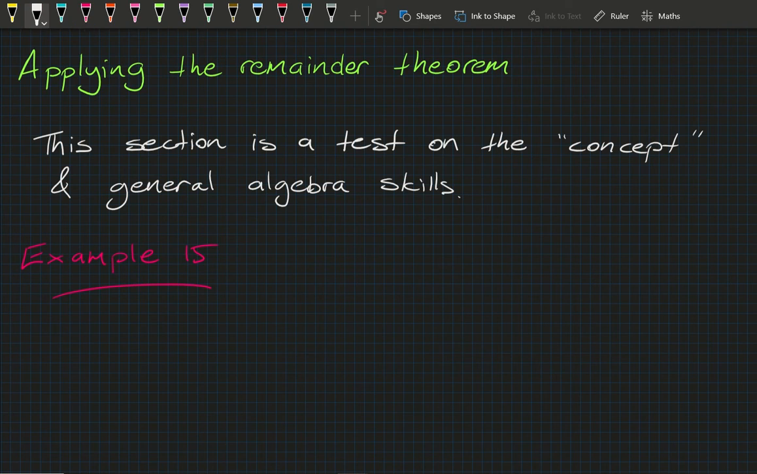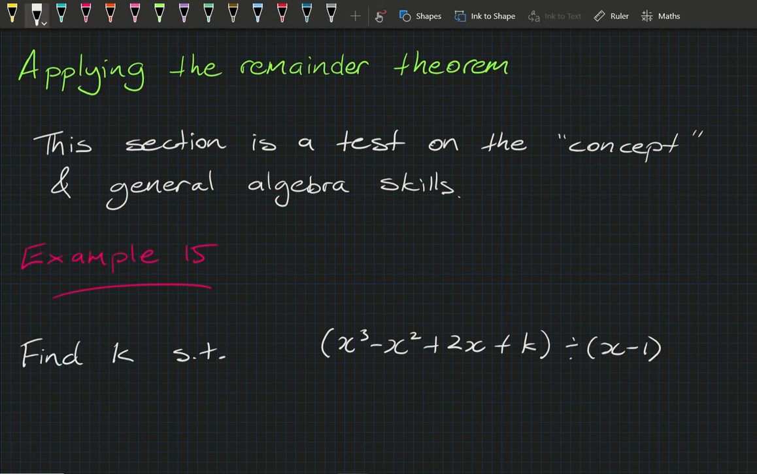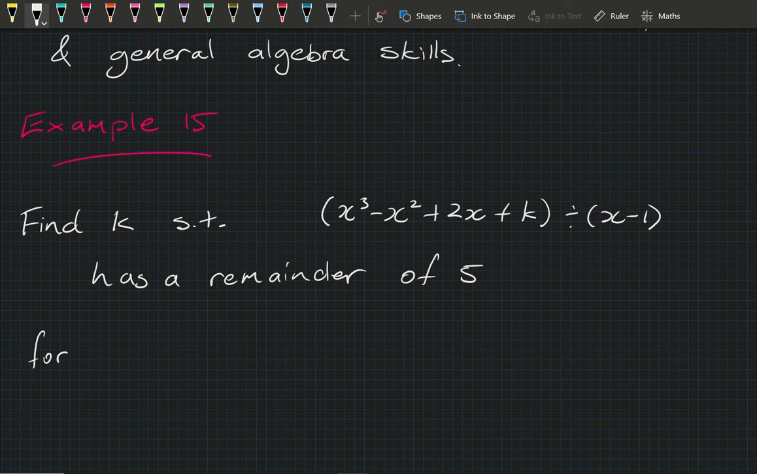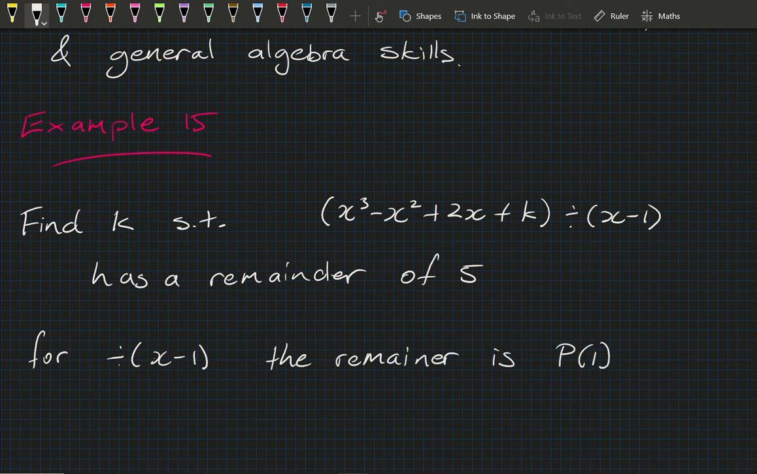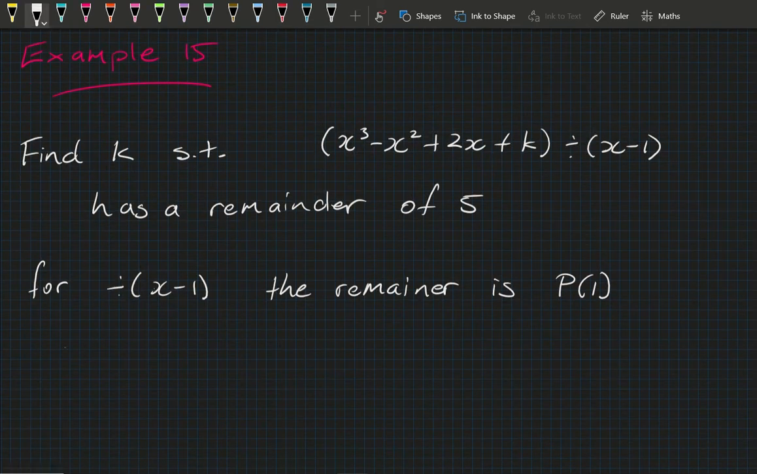Okay, so we've got x cubed minus x squared plus 2x plus this k, and we have it divided by x minus 1. Now the question is asking you to find a k such that this situation has a remainder of 5. So when we divide by x minus 1, the remainder equals 1 subbed into the polynomial. And then when you look at the question again, we're trying to find a k such that p(1) is equal to 5. Okay, so that's just using the remainder theorem.